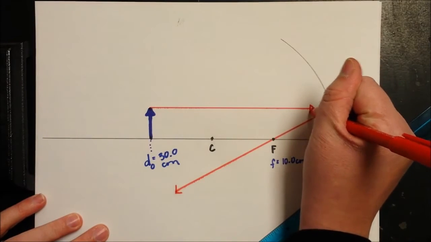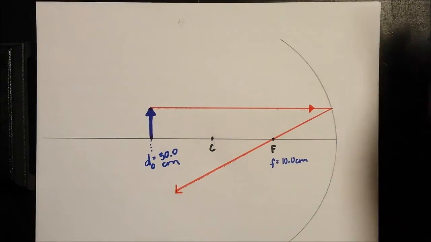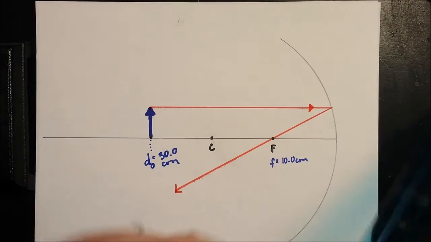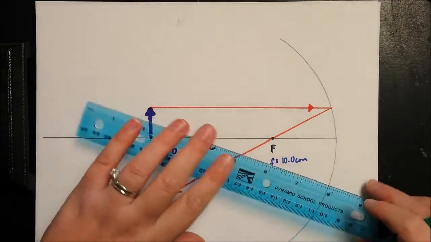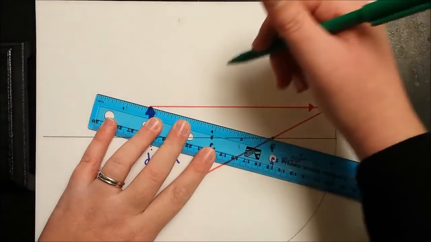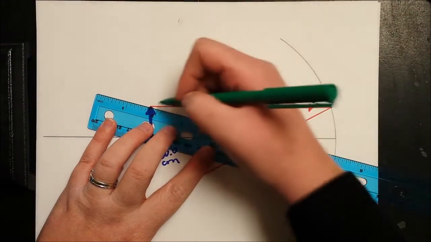Alright, so here I've got that reference ray right here. I'm going to use a different color for each reference ray for right now, so you can kind of keep up with what I'm doing. The second reference ray is going to go kind of opposite of what you just did. It'll go through the focal point first and then reflect parallel to the axis.